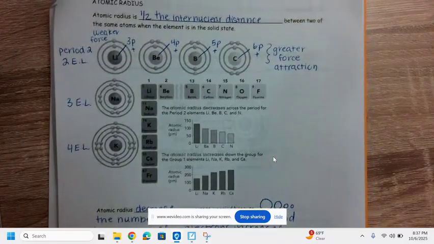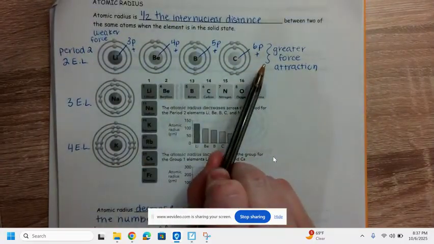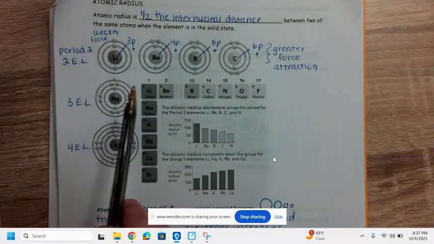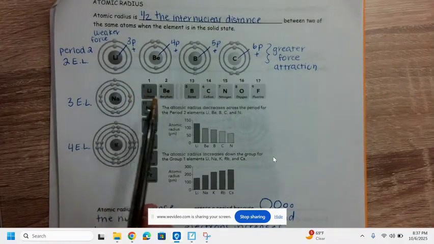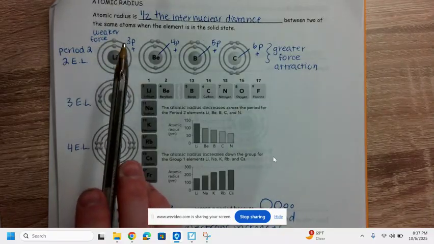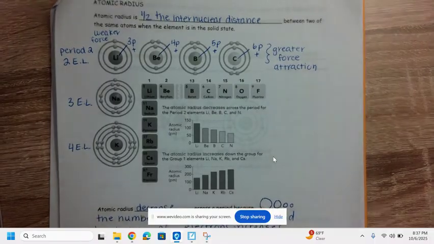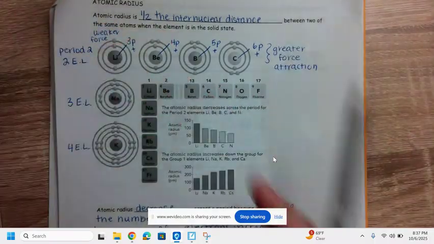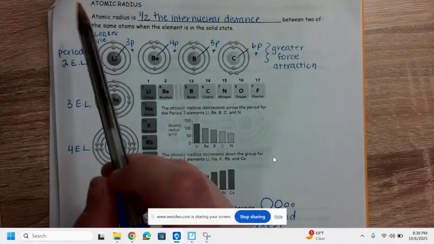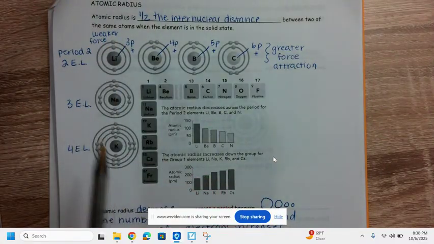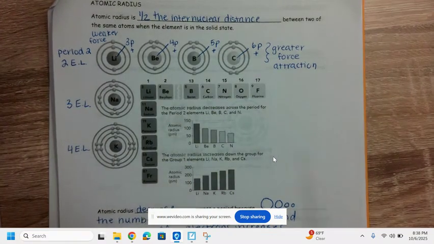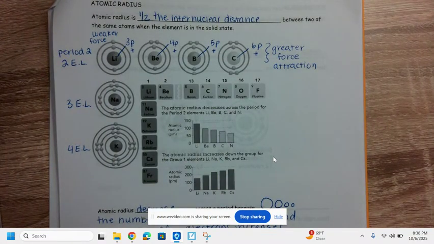Remember, it is going to decrease left to right across a period. That's because there is a greater total charge between those positive protons and negative electrons, which causes a greater electrostatic force of attraction, which is going to squeeze your atom closer together. And then as you go top to bottom down a group, your number of energy levels is increasing. So the atomic radius increases.